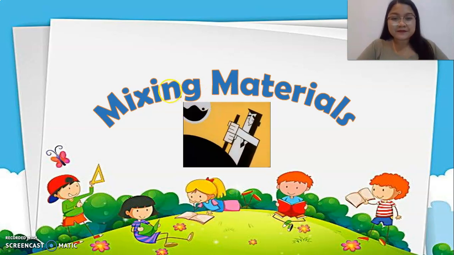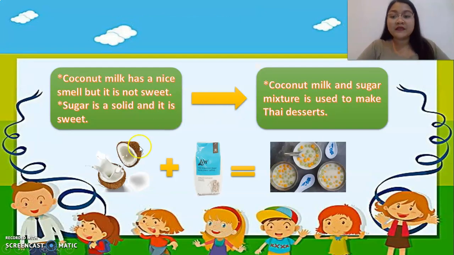Okay, so what are the examples of mixing materials? Number one, we have coconut milk and sugar. So it says that coconut milk has a nice smell, but it is not sweet. But if we put together coconut milk and sugar, we can use it to make Thai desserts. And we love Thai desserts, right? We love to eat sweets.